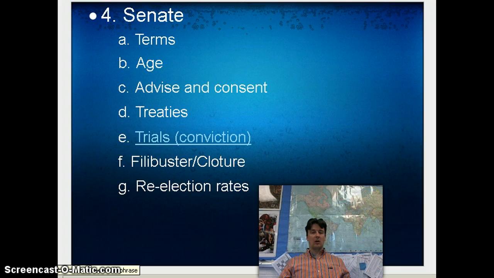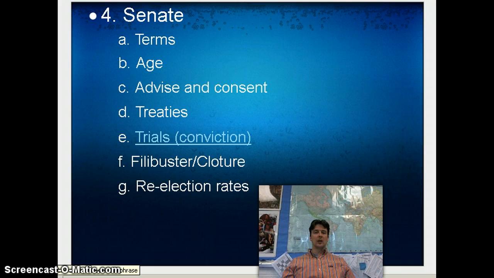A trial, basically it says trials right there, conviction, it's talking about an impeachment trial. And in an impeachment trial, you need to have the 2/3 vote of the Senate to declare guilt and thus removal of office. So if you have 100 senators, that takes 67 senators to vote someone out of office. The trial is run by the Chief Justice of the Supreme Court. He is the judge, and then senators on each side are the main lawyers.